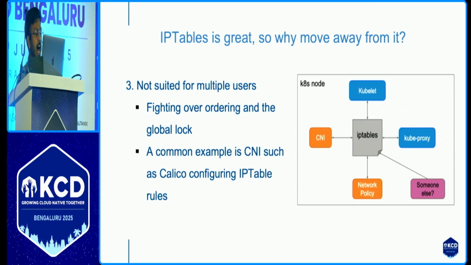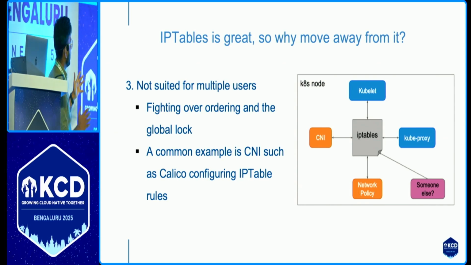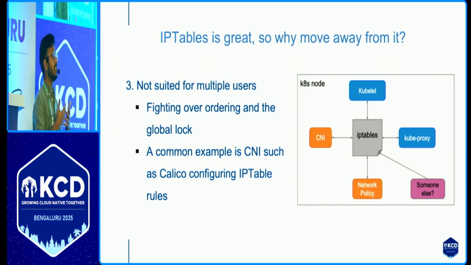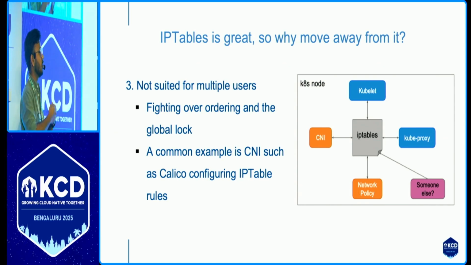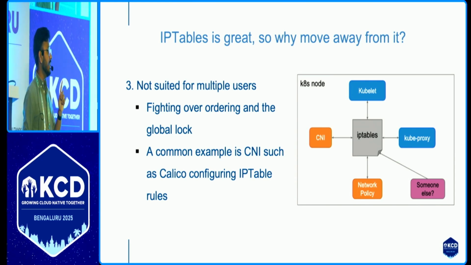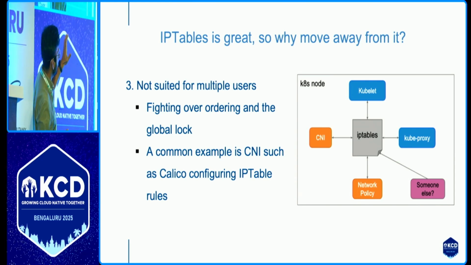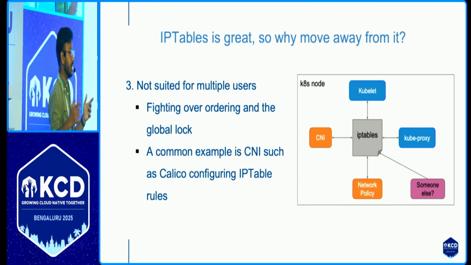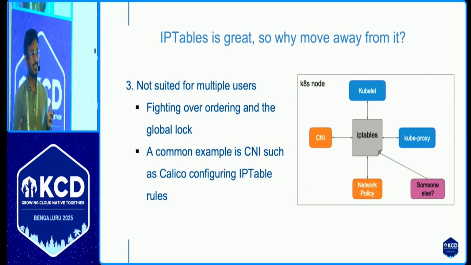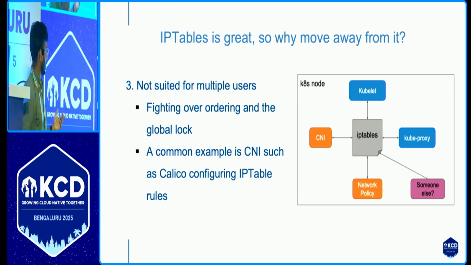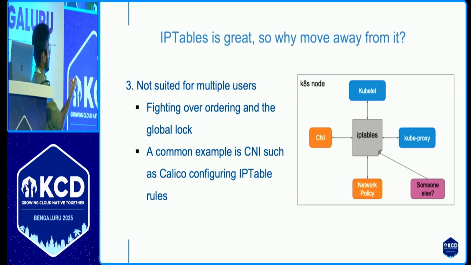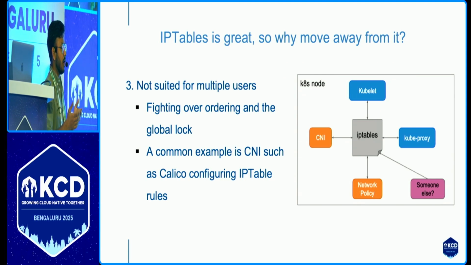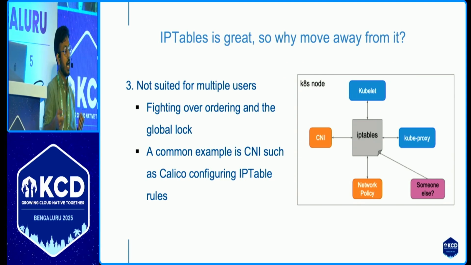Next, IPTables is also not very suitable for multiple users. Let's say you have multiple components which are trying to update these IPTables rules. What ends up happening is they do not just have to fight over the ordering, but they also have to fight over this global lock, with IPTables being the shared resource. This lock contention leads to a noisy neighbor problem in your cluster. A common example of this is CNIs like Calico, which have to modify IPTables rules alongside Kube-Proxy.